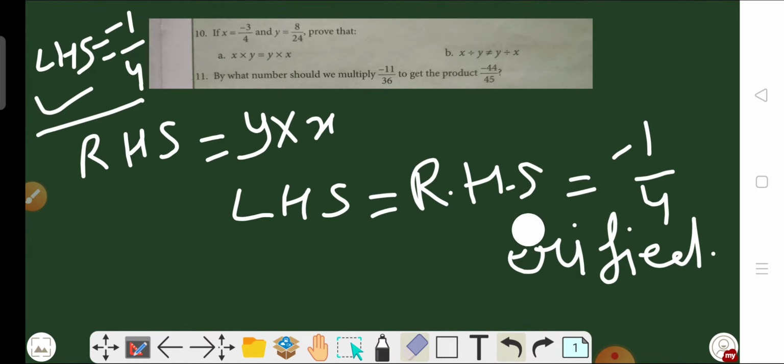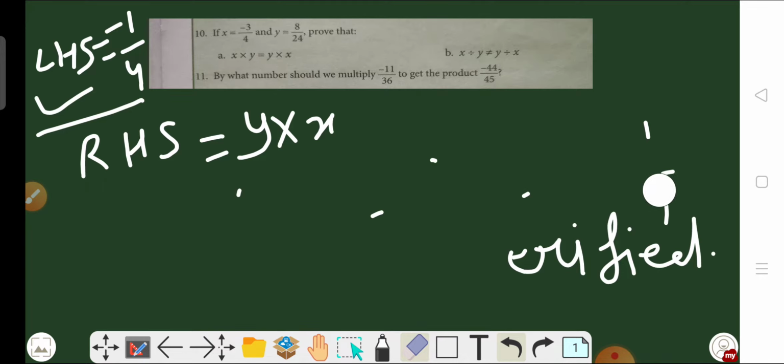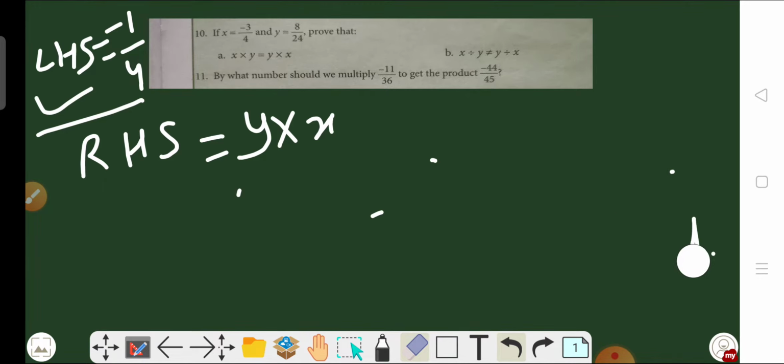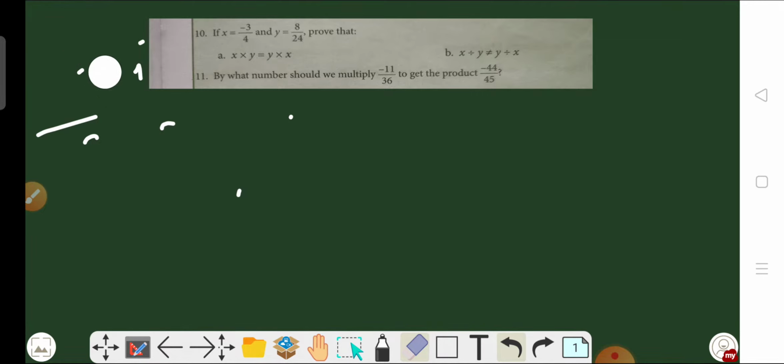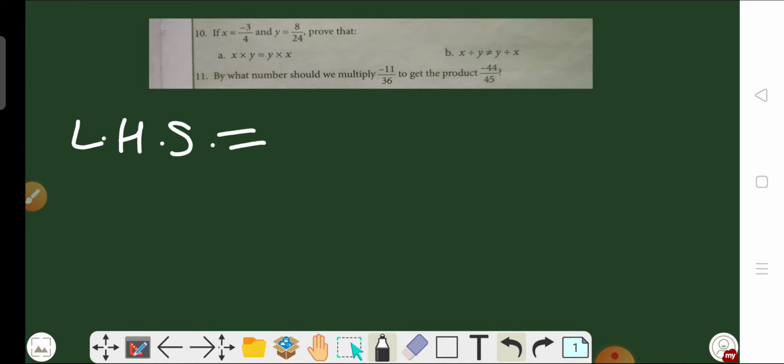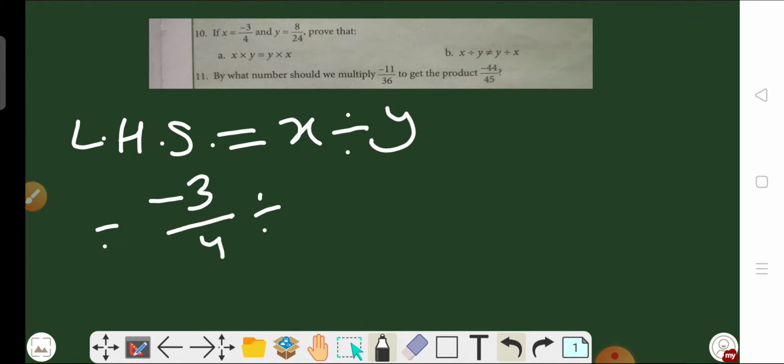Okay, now we will solve our B part. So the B part is x divided by y is not equal to y divided by x. Here we have to find the division. Again we will take the left hand side and that is x divided by y. Okay, so put the value of x and y. X is minus 3 by 4 divided by 8 by 24.